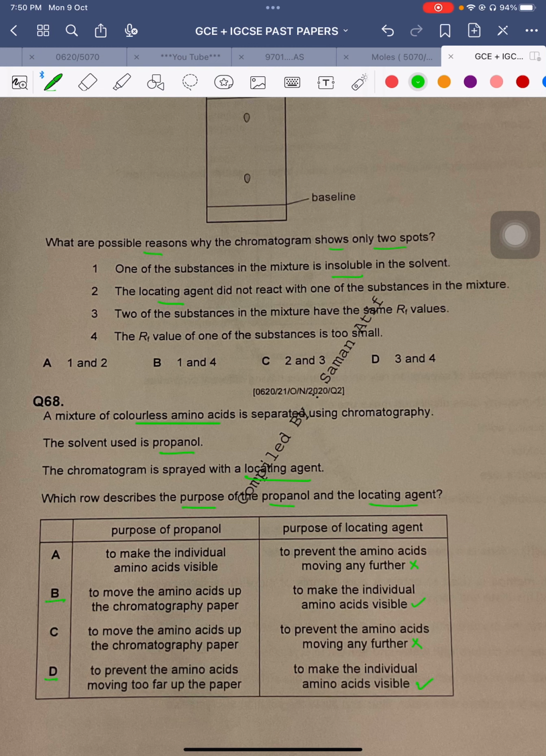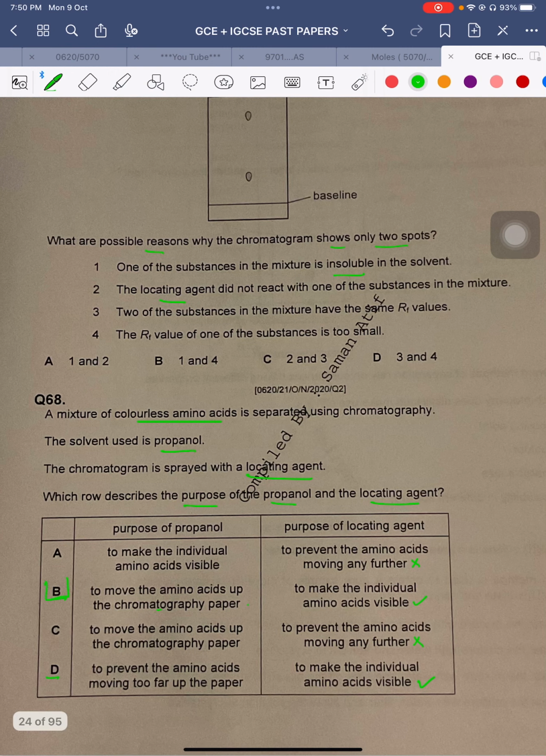To make the amino acids move up the chromatography paper, okay. To prevent the amino acids moving too far, no. B is the right option, so that the amino acids may start traveling on the chromatography paper. That's why propanol, the alcohol, is used as a solvent.